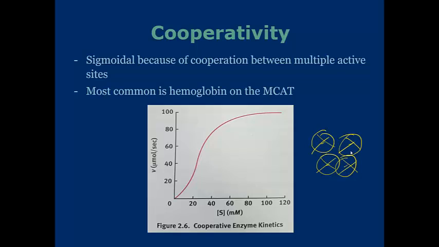When it comes to calculating these sorts of relationships, you're not going to have to do that directly on the MCAT, but understanding what cooperativity entails is going to be important.